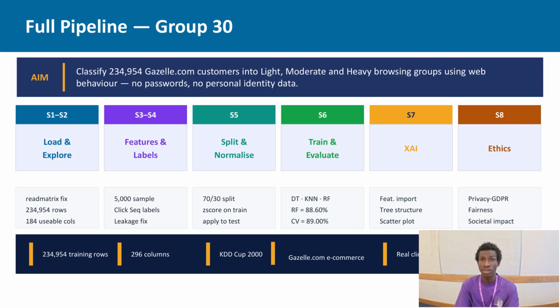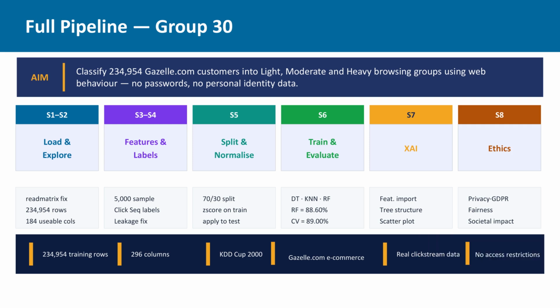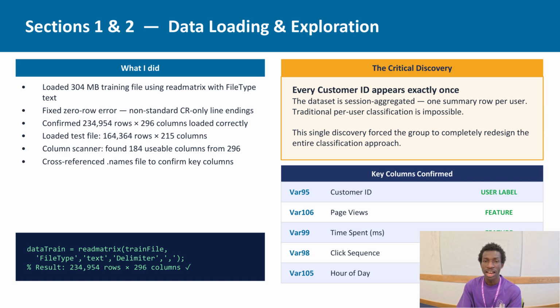We use the dataset from Gazelle.com, an e-commerce website that recorded every customer's interactions before closing in the year 2000. The dataset was donated to the competition called KDD Cup 2000. The training file has 234,954 unique customers recorded across 296 columns.